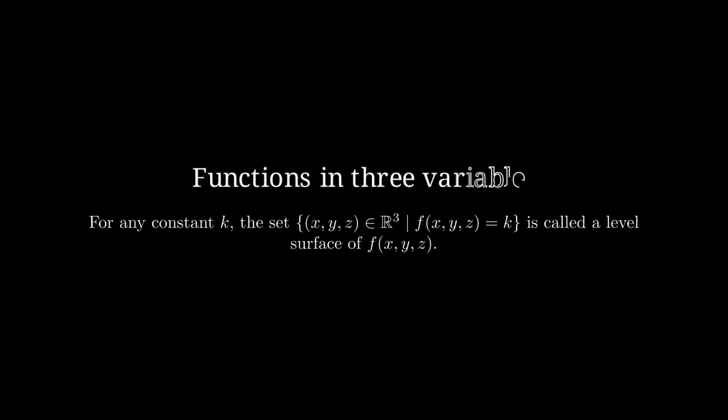Now let's move on to functions that depend on three variables. We'll begin by defining level surfaces. For a function of three variables, each constant value, denoted as k, corresponds to a level surface. Geometrically, this represents a set of points in three-dimensional space where the function takes the same value, k.